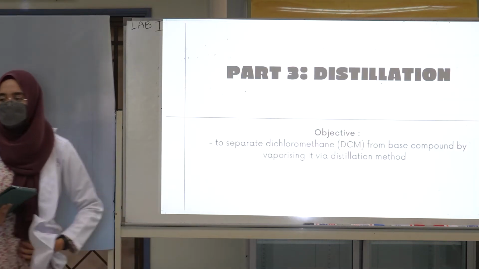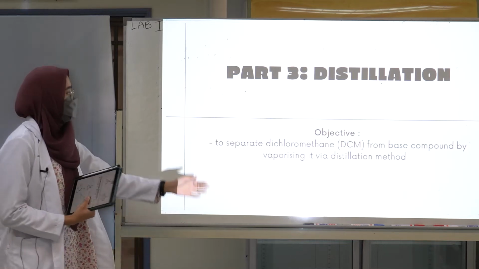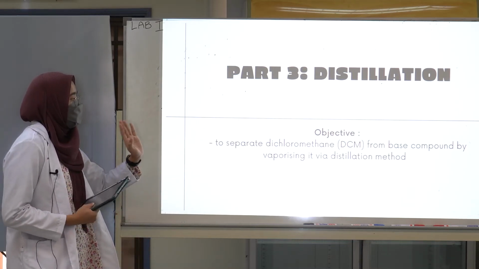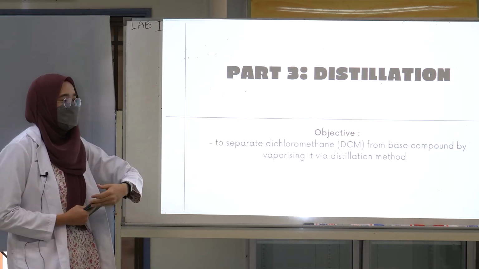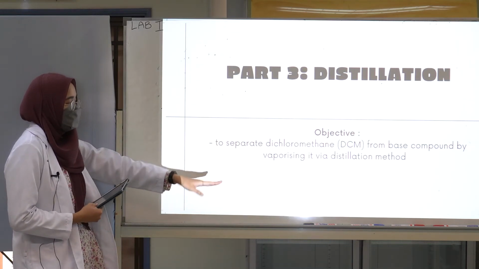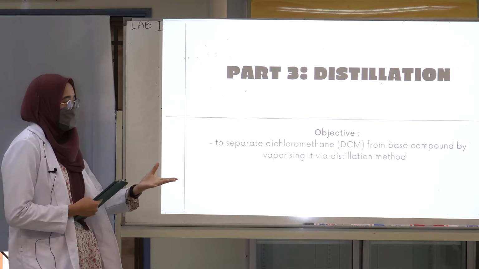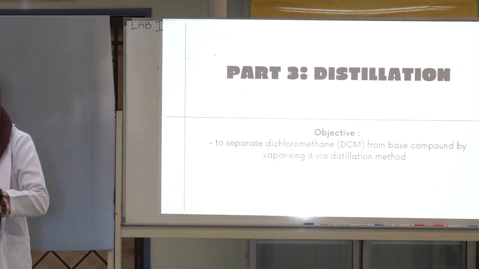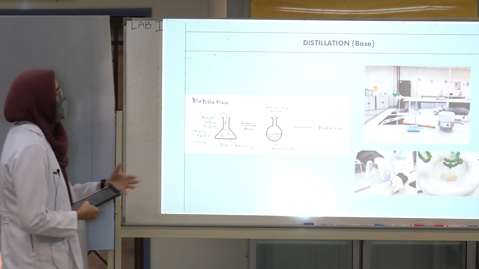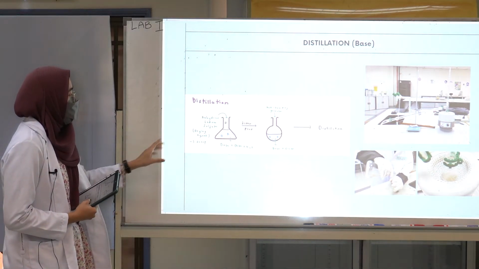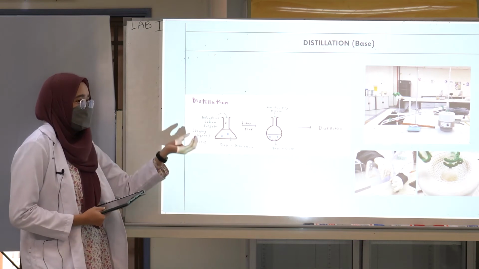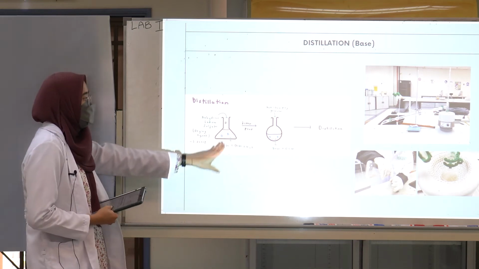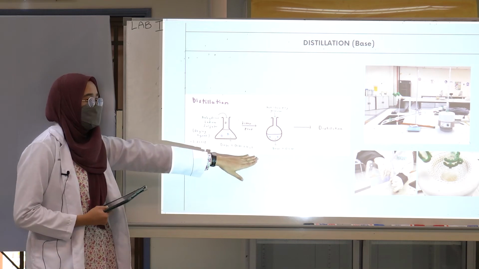Okay, that's it. Now the last part for my part is distillation, where you want to separate the DCM from the base compound by vaporizing it via the distillation method. So this is distillation of base, where just now you have your base together with DCM and H2O, right? Now we want to start distillation. We don't want the H2O to be inside here.